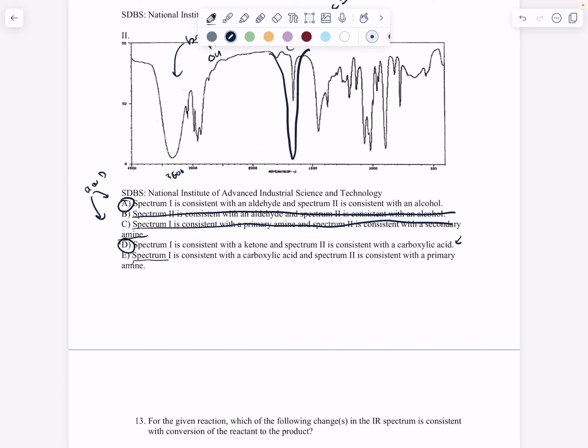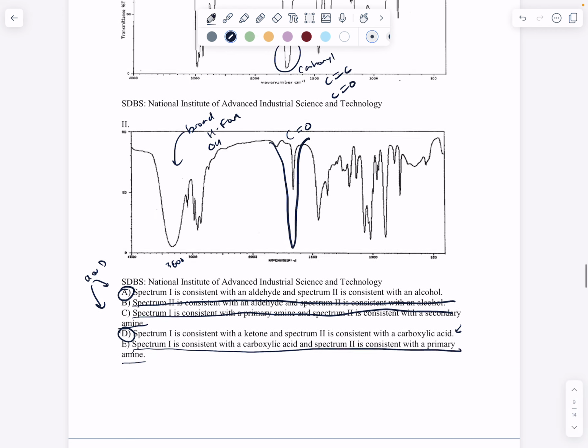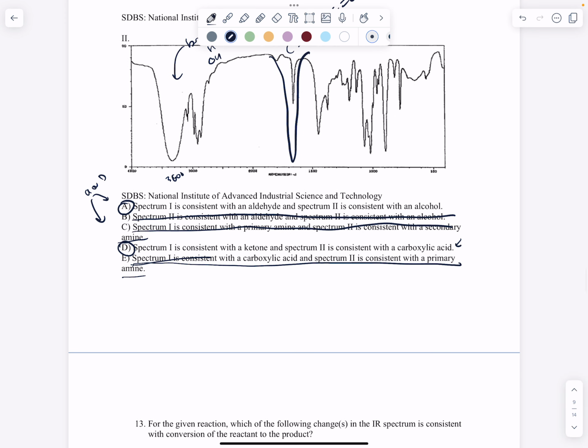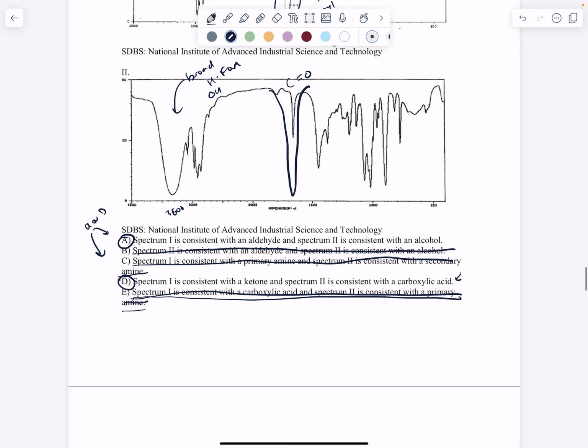And then E, spectrum 1 is consistent with carboxylic acid, and spectrum 2 is consistent with a primary amine. So 1 could be consistent with this part of the carboxylic acid, but we don't see the broad peak that comes from a carboxylic acid over there. So I think that is why that one would be wrong. And hopefully you know that too with 2, that this one would not be right because that's not what carboxylic acids usually look like. But I could see your reasoning for that, so A or D I accepted, even though D wouldn't be right.